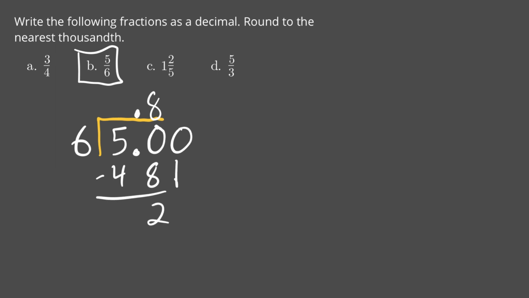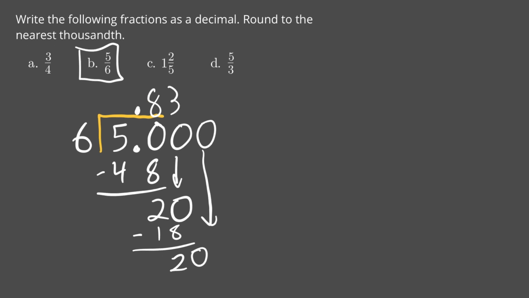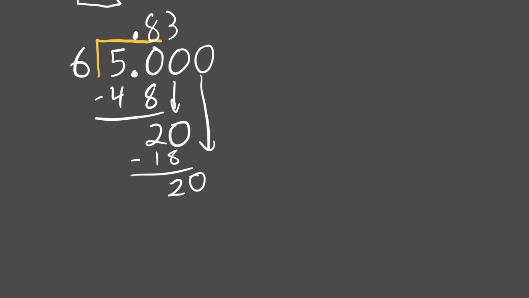We add a 0, bring it down. 6 goes into 20 3 times, giving us 18. Subtracting gives us a 2. You'll notice again we add a 0. That gives us 20, which 6 goes into 3 times. 6 times 3 is 18. Subtracting that gives us a 2. And you'll notice this pattern will continue on and on. This is known as a repeating decimal because we will continue getting trailing 3's on our decimal.